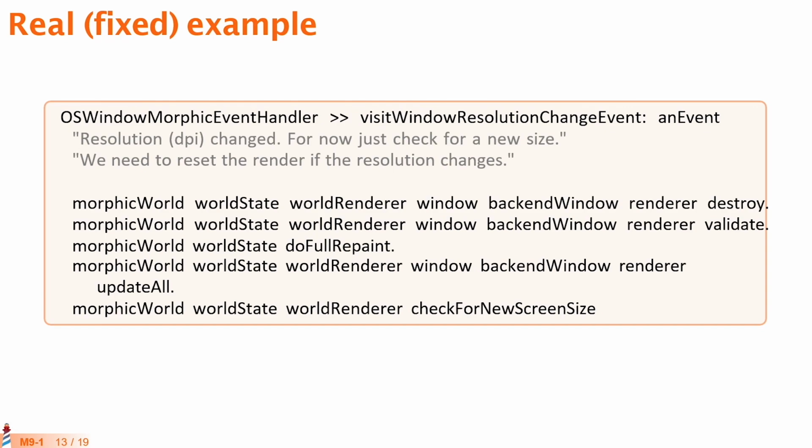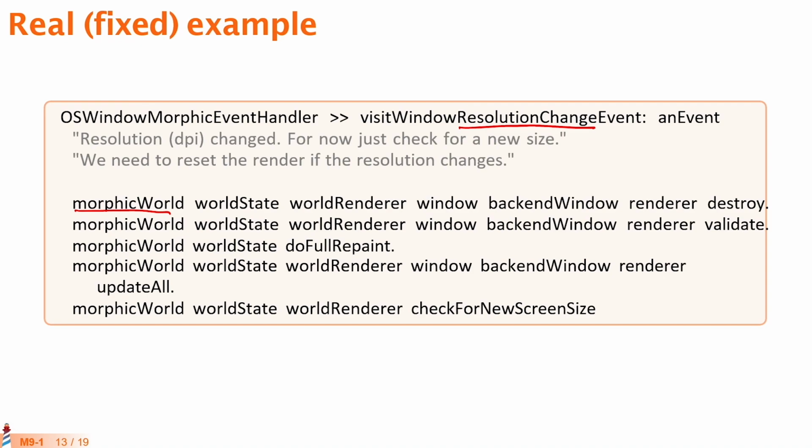framework, which is actually managing the resolution change. So every time that we change the resolution of the Faro window, this is the code that was being executed before. This was fixed in the meantime, but it was a good example for the slides. So what happened here is that we had this morphic world that represents the window.